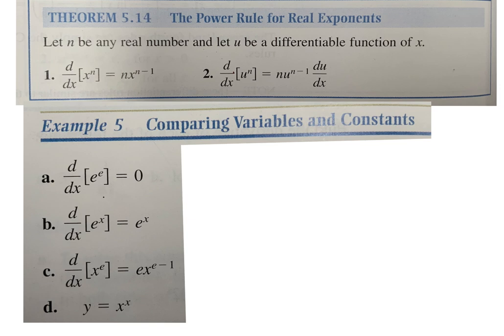All right, power rule says let n be any real number, let u be a differentiable function. We already know x to the n. The derivative of that is multiply by your exponent, subtract 1 from your exponent. So this one we already know. It's easy.